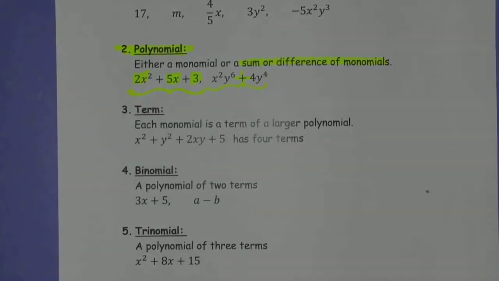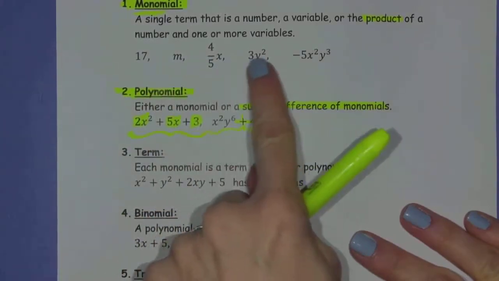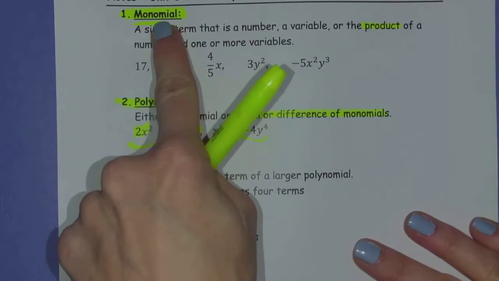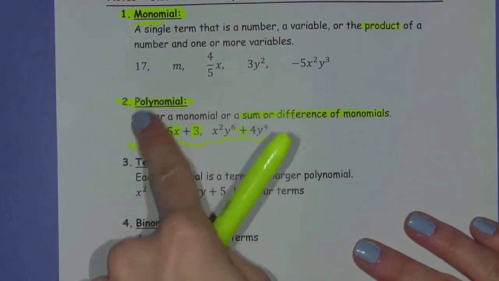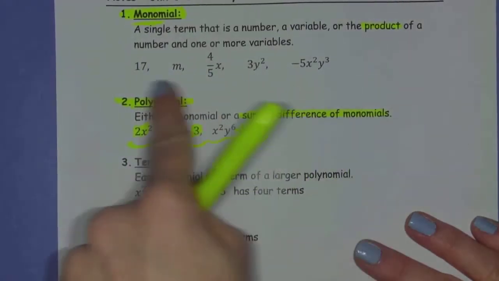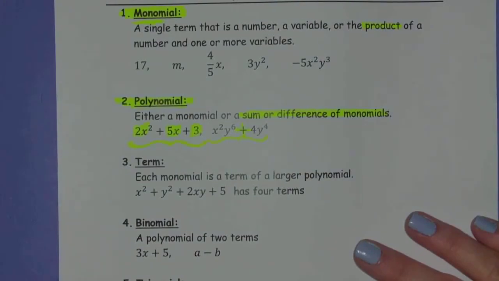But make no mistake, each of these up here, even though I have them under the category of monomial, they're also polynomials because a polynomial can be a monomial. So these are also polynomials, but more often we classify them as monomials.